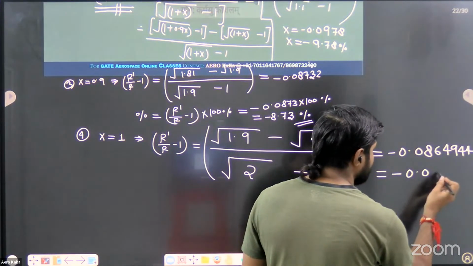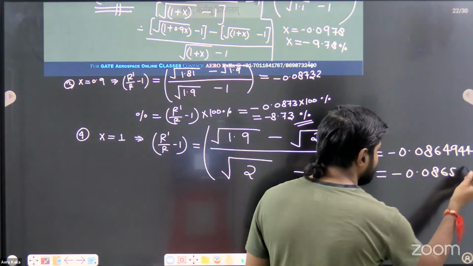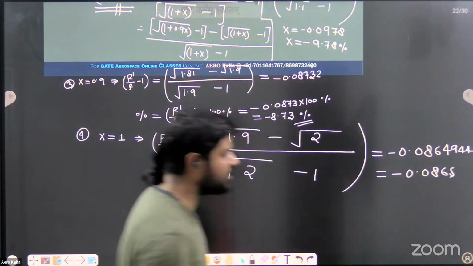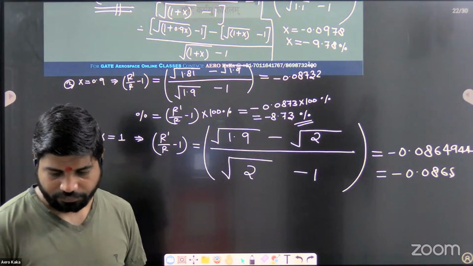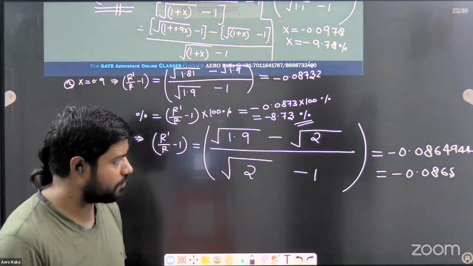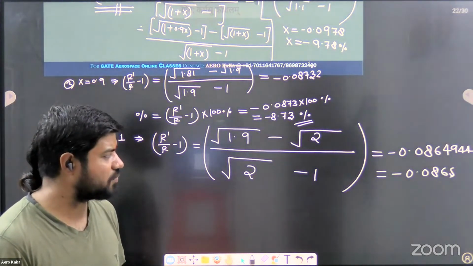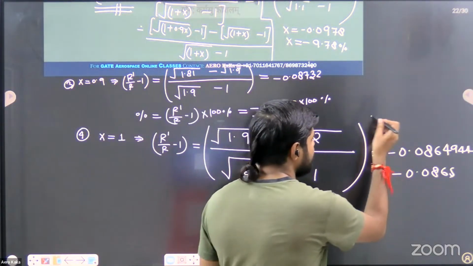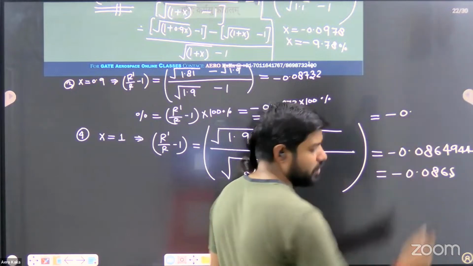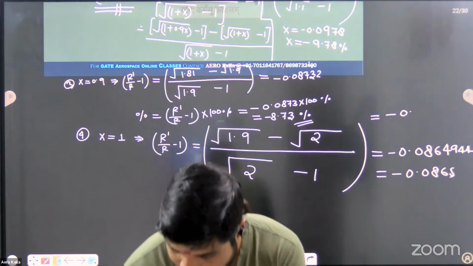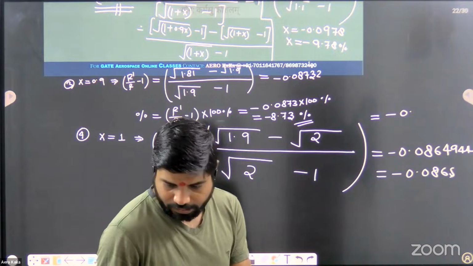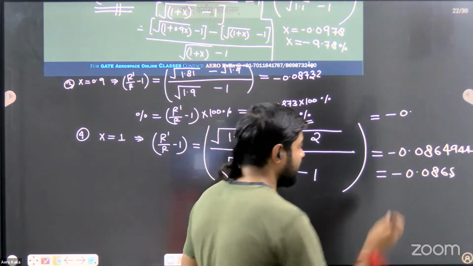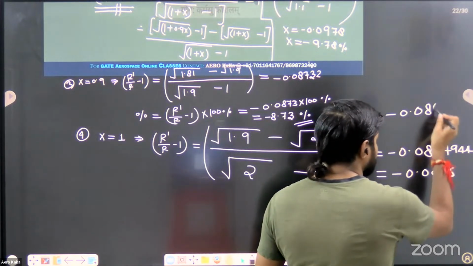Okay, so if you want to write up to 4 decimal points, you can write 0.0865. Are you getting this one? Hello, are you getting this one? Please verify this value. Yes, sir. 865 or 8645? I'm getting this value exactly minus 0 point, how much I'm getting? Minus 0.8645. 8645, right? Yes, sir.